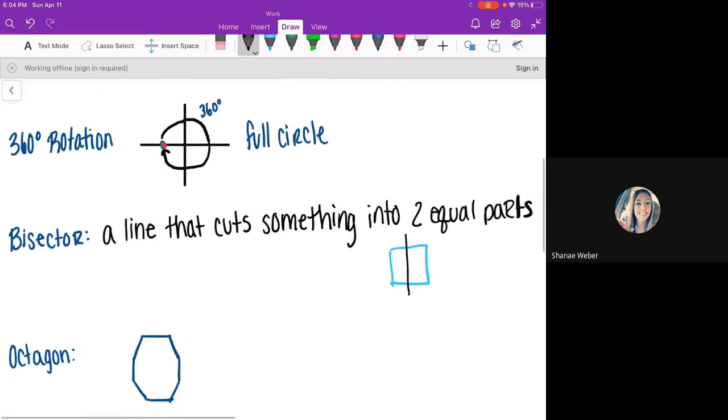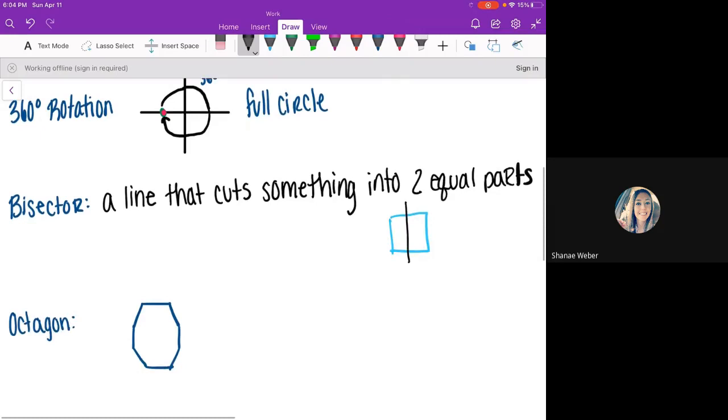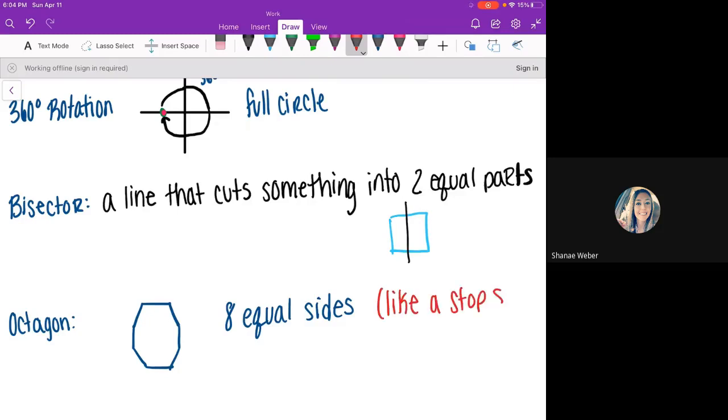Okay. Another thing you are going to need to know, and I know it sounds silly, but you're going to need to know what an octagon looks like and what it means. Remember, octagons have 8 sides. Actually, they have 8 equal sides, like a stop sign. So just remember what an octagon is.